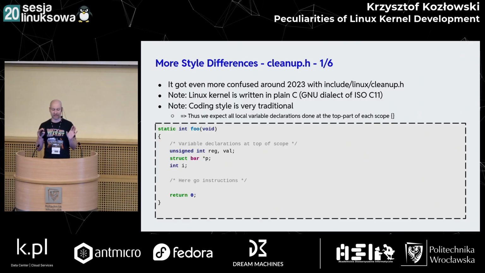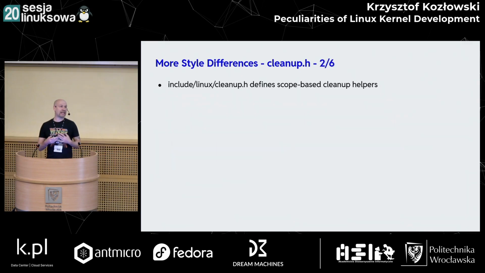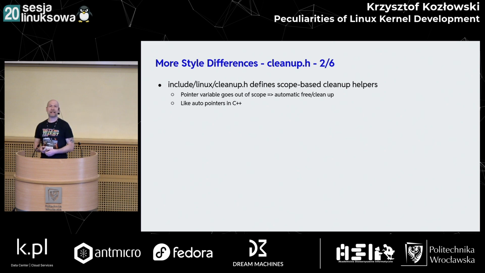This is in every scope, first declarations, then code. Very readable. And then around 2023 came the cleanup stuff. Cleanup is a dedicated header which introduces a set of macros which brings something called scope-based cleanups. And scope-based cleanups are nothing else than something from C++, which are auto-pointers. So this is nothing like a garbage collector, but basically the resource will be freed the moment the variable gets out of scope, which is a pretty neat function.